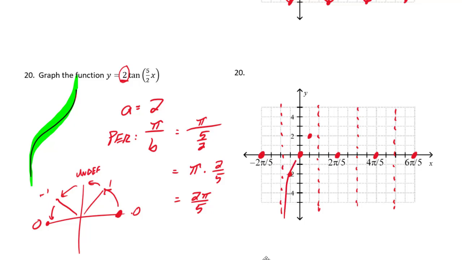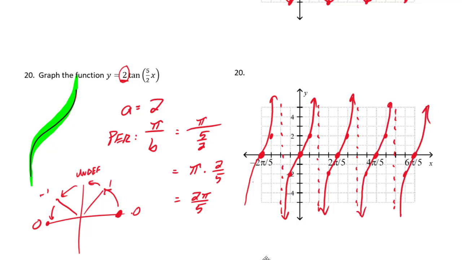So now I can create that vertical stretch of 2, but also making sure that it's still coming up the page like a tangent should normally do. And now it's just a matter of repetition in between each set of asymptotes, and make sure that, again, each part of the graph technically is coming up the page and not crossing over any of those vertical asymptotes that we've graphed.